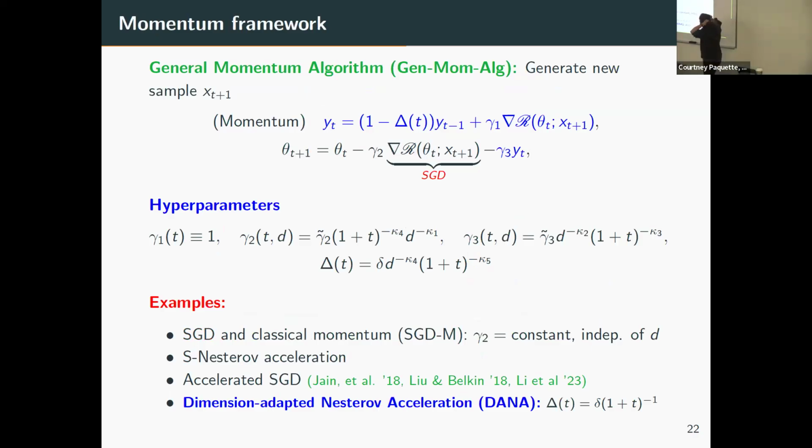What I was really interested in, and I hope I have some time to talk about it because I think it's cool, is how do you choose hyperparameters for momentum which are both time dependent, because we know that from Nesterov, but also dimension dependent.